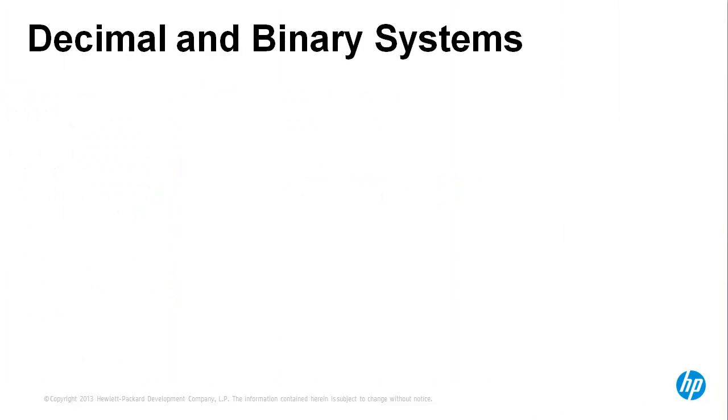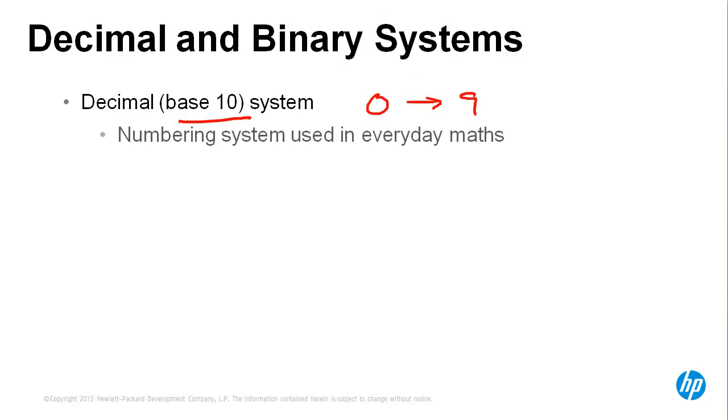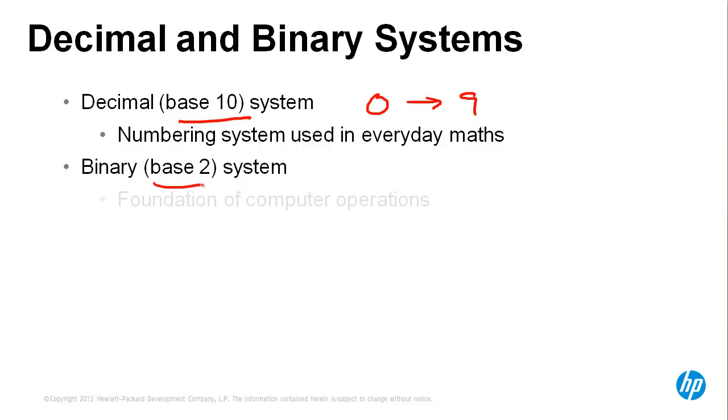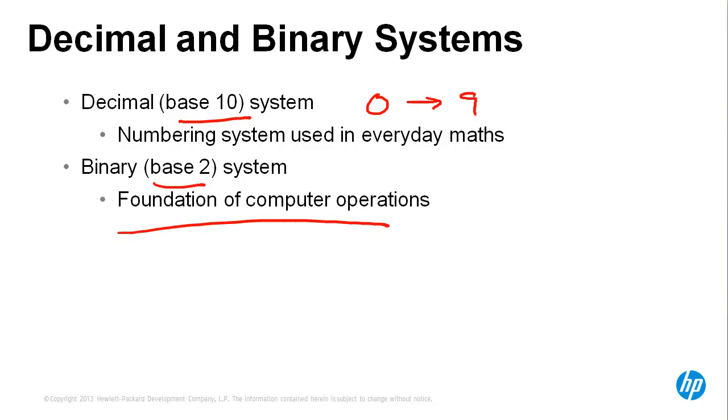So let's do a quick comparison between decimal and binary systems. Decimal is based on a 10 base system, where we have values from 0 to 9. This is the numbering system used in everyday math or maths, whichever term you prefer. Binary, however, is a base 2 system, which is the foundation of computer operations. Once again, we have 2 values, either binary 0 or binary 1. This is once again what we're going to concentrate on throughout the rest of this video. So all examples are using a combination of zeros and ones.